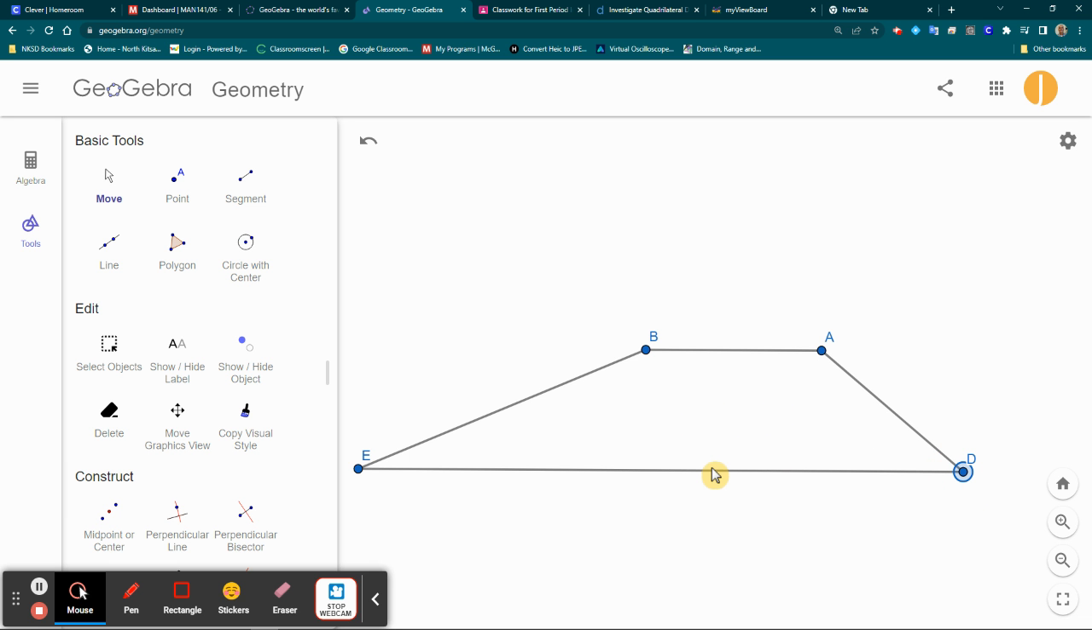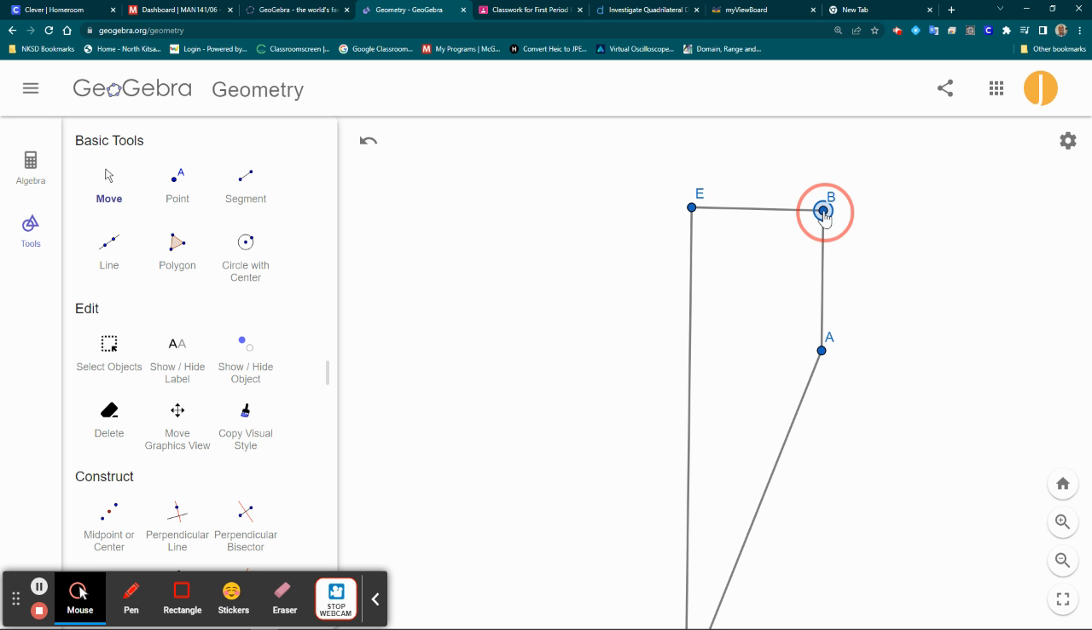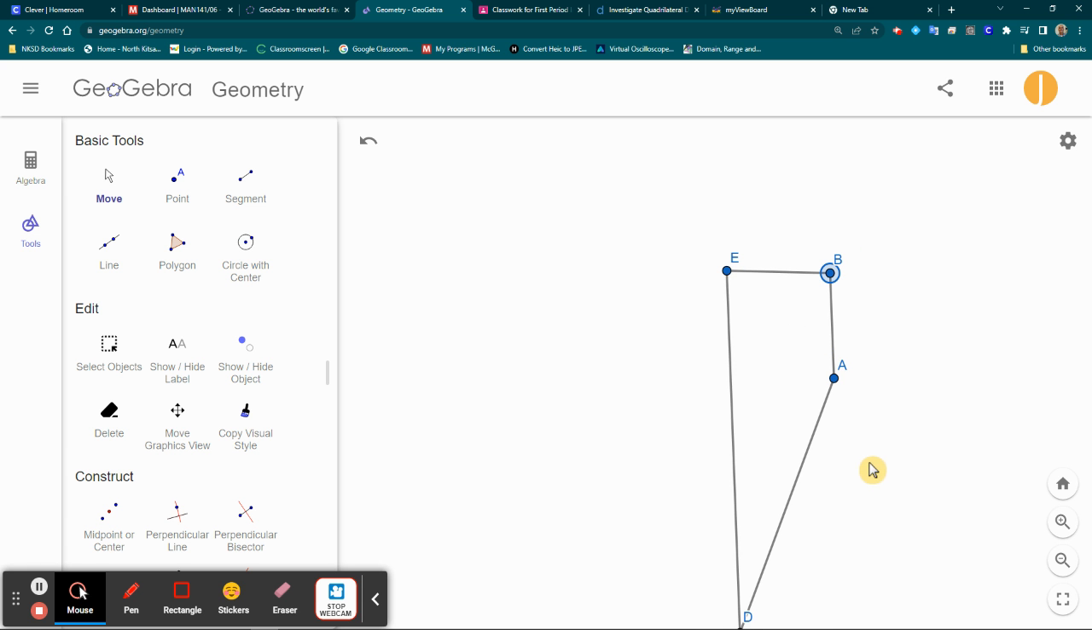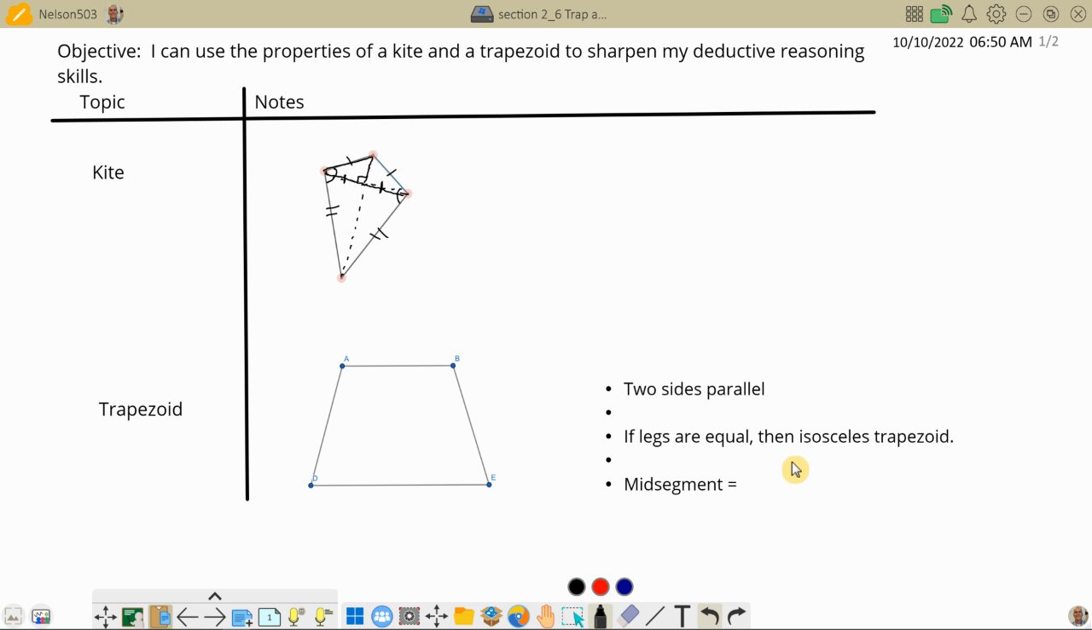These are still the bases, no matter what direction it's facing. The ones that are parallel are the bases. So these two here, BA and ED, are the bases, and then EB and AD are the legs. So here are the legs. And you've got to pay attention to all that information. Where are the bases? Where are the legs?